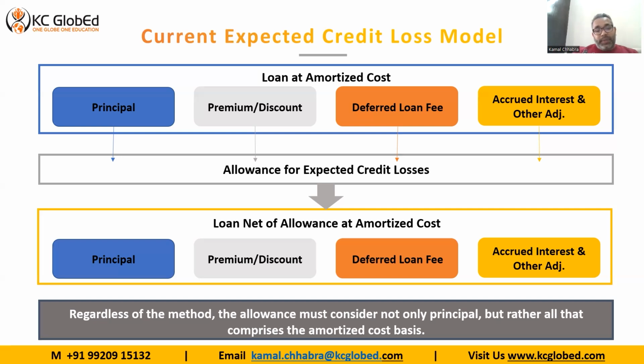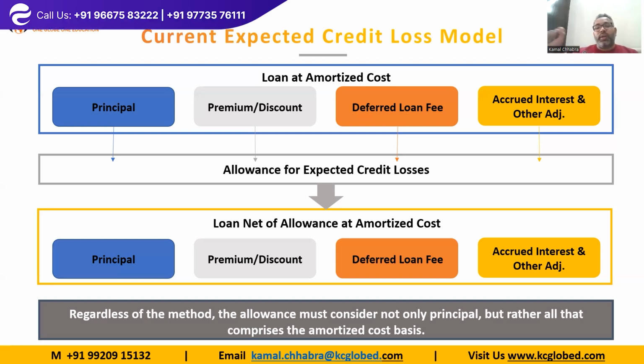So regardless of the method, the allowance must consider not only principal, but all the components of the amortized cost basis. So you need to make the adjustment of expected credit loss not only to the principal, but to the other items also. So other items include your premium, discount, deferred loan fee, accrued interest, or any other adjustment. Make sense?